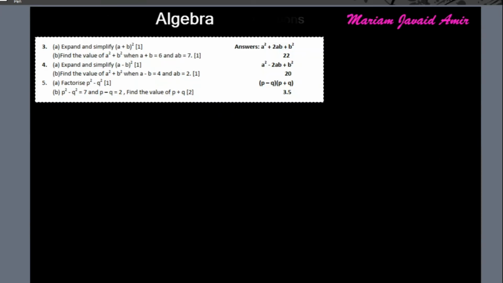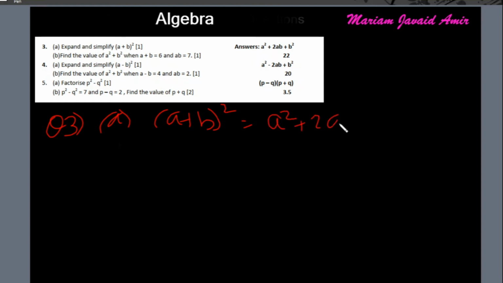Question number 3. Expand and simplify. Okay, question number 3, sorry for the delay. Part A, expand and simplify a plus b whole square, which is pretty simple. It has a formula a square plus 2ab plus b square. Part B, find a square plus b square when a plus b is 6 and ab is 7. So we'll simply substitute the given values.